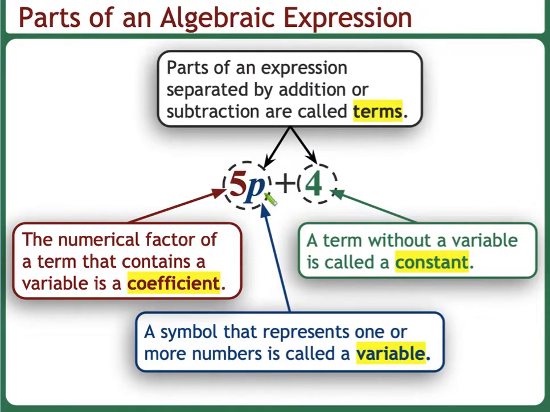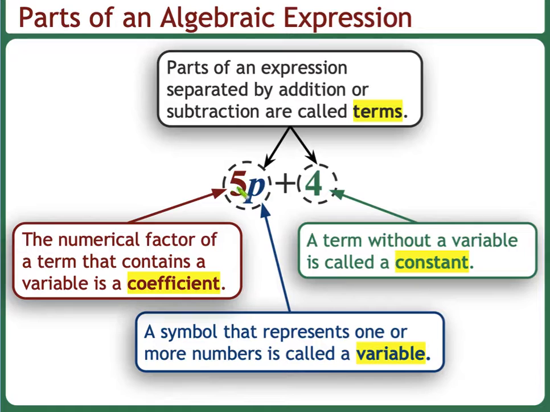Now, each of these terms may have variables, coefficients, and or constants. So let's look at our first term here. We have 5 times p. So let's start with the p, the letter. The letter is a variable that can represent one or more numbers. And that's always a letter, and it can be any letter. Now that number that's next to the p tells us how many of that variable we have. So in this case, we have 5 p's or 5 times p.